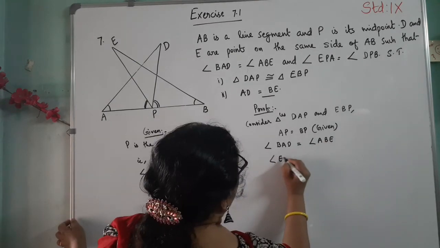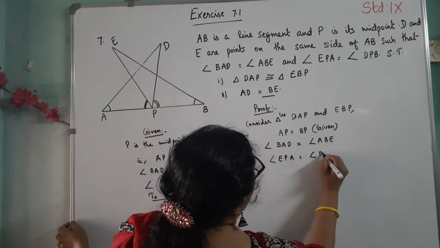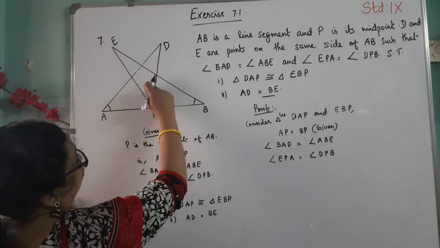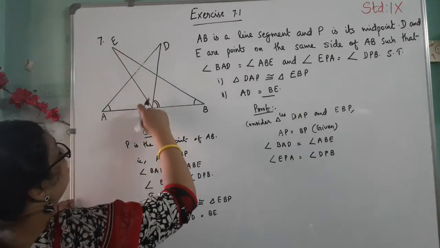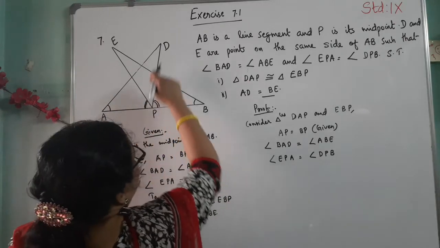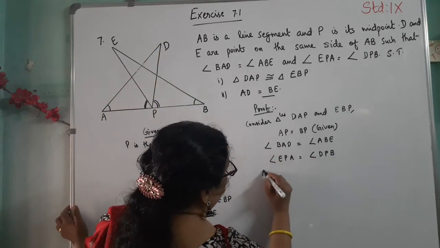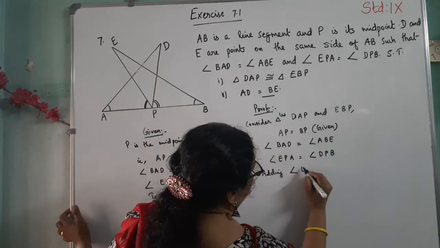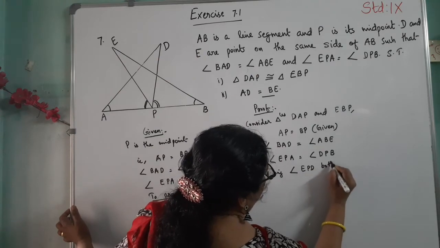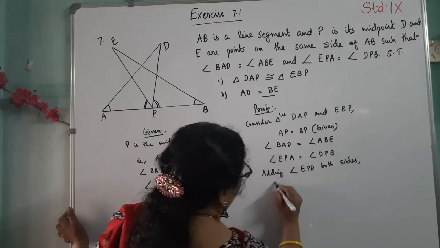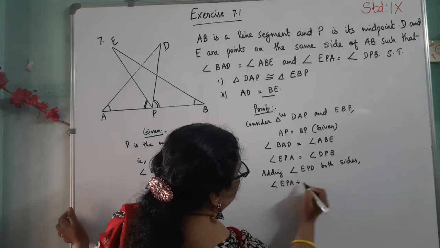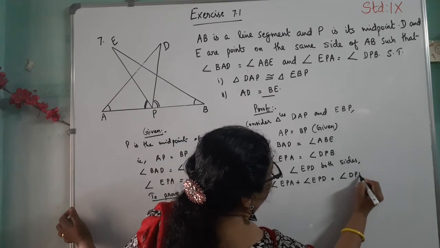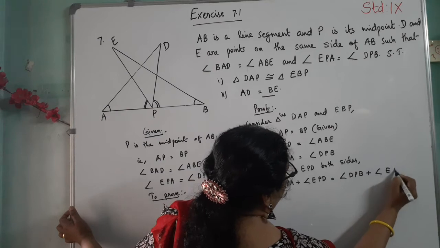Then angle EPA equals angle DPB. EPA, this angle equals this angle. In between, one angle is there, that is EPD. So we can add the angle EPD to both sides: angle EPA plus angle EPD equals angle DPB plus angle EPD.